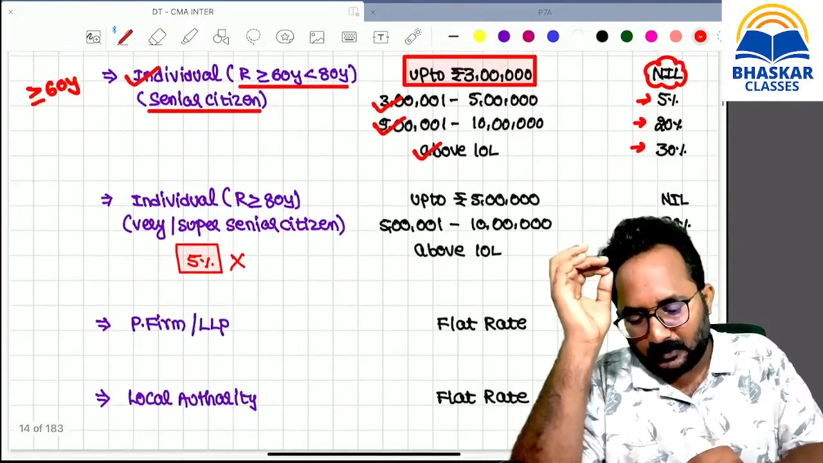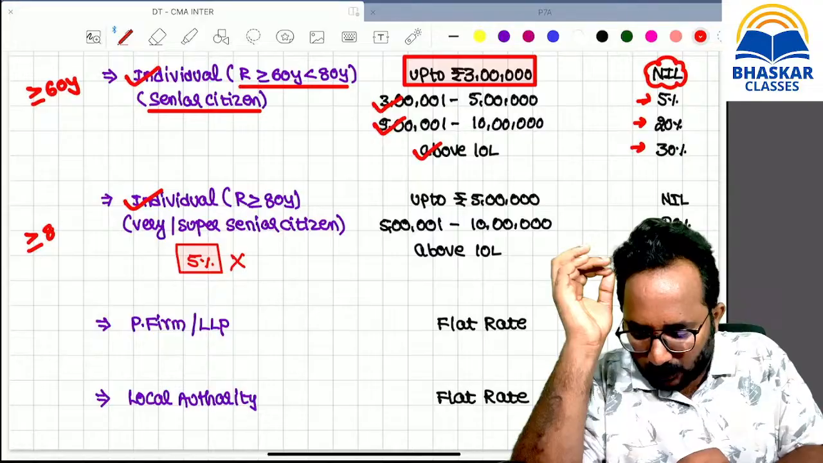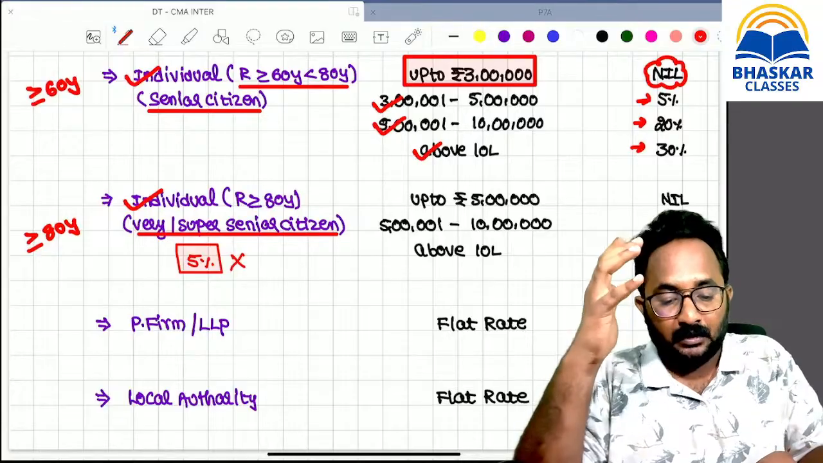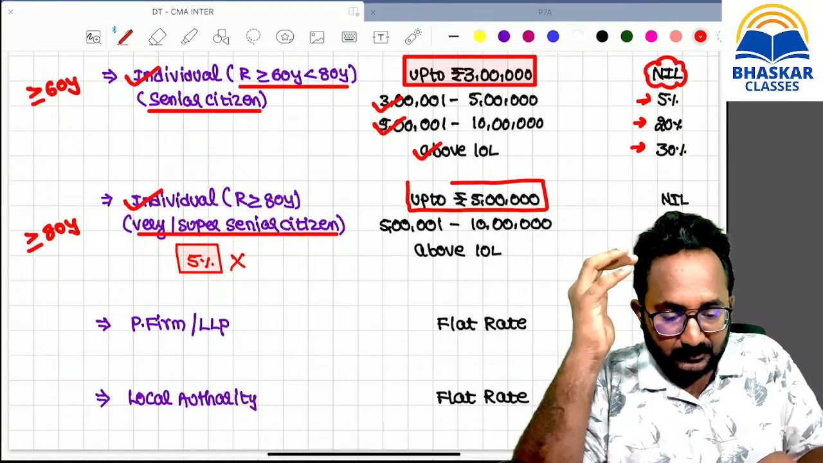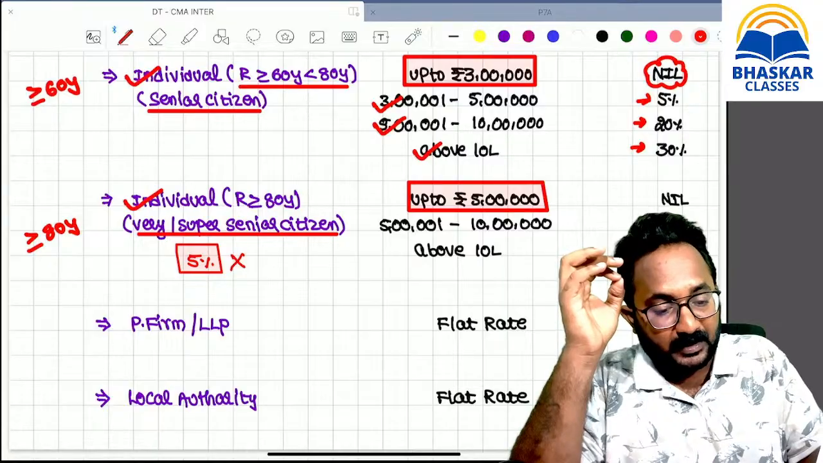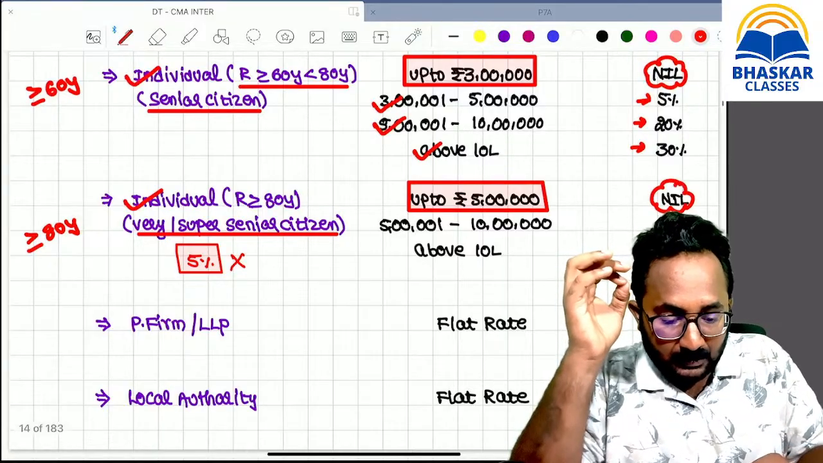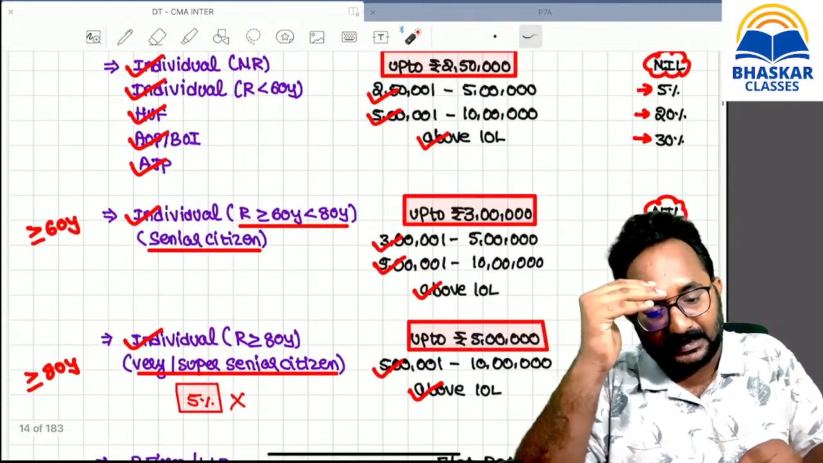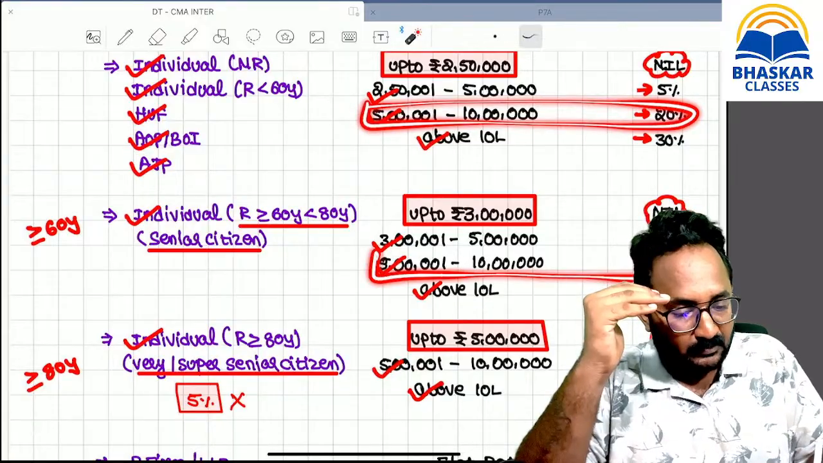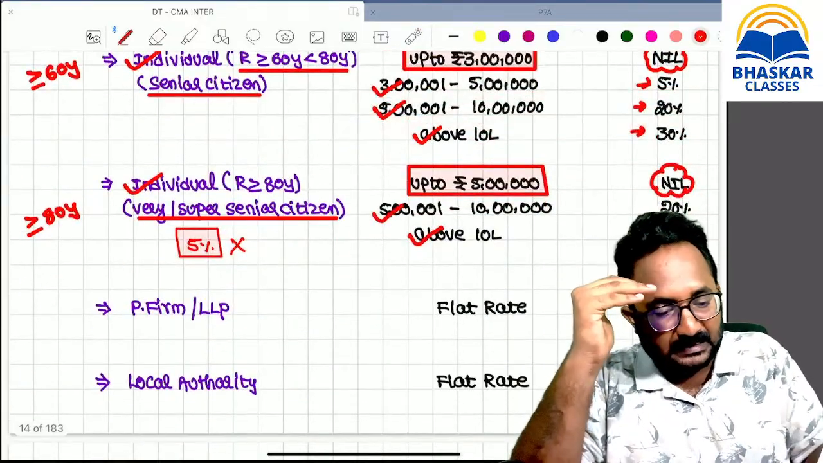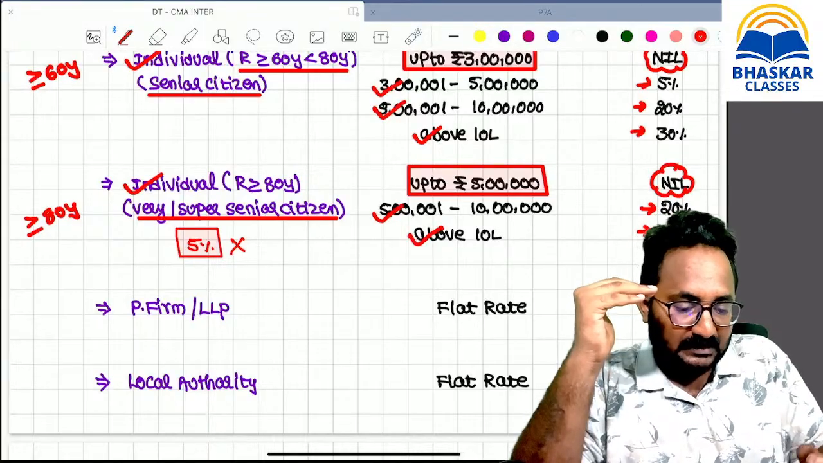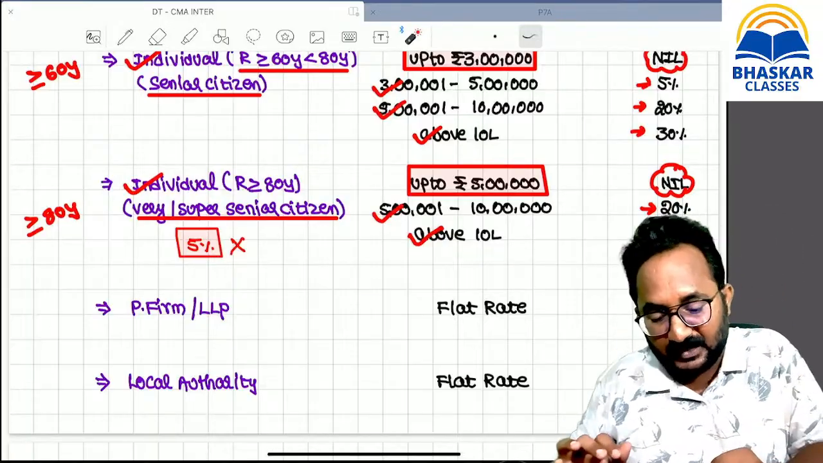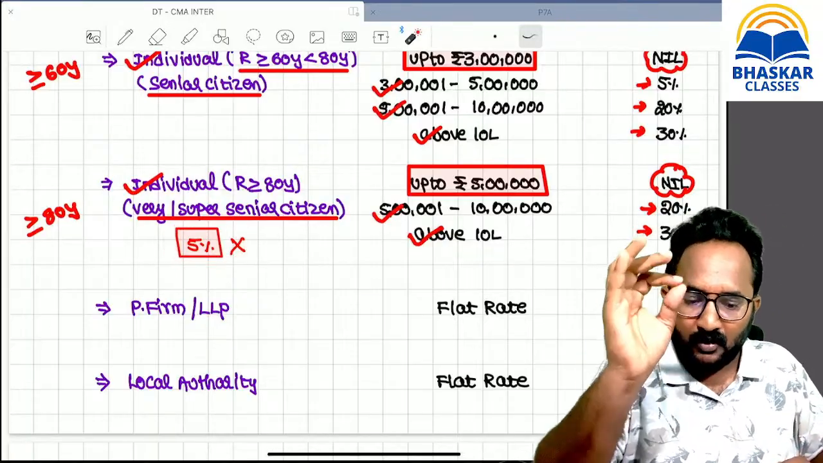Next, an individual of more than or equal to 80 years is a very senior citizen or super senior citizen. Here up to 5 lakh itself is the basic exemption limit. Next slab is 5 to 10 lakh, and above that 10 lakh. The 5 to 10 lakh slab rate is 20%, so here directly you can allocate 20%, and above 10 lakh 30%. Important observation: in this classification there is no 5% slab.